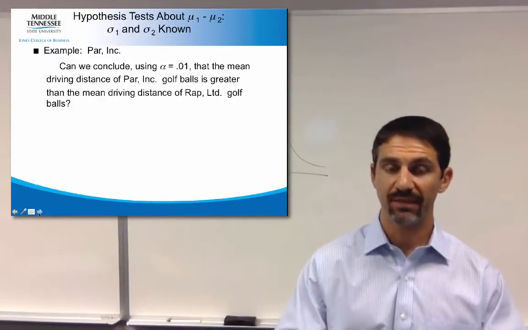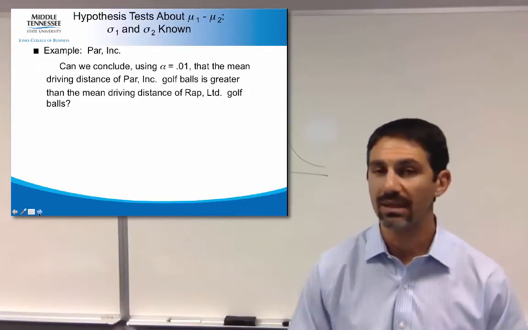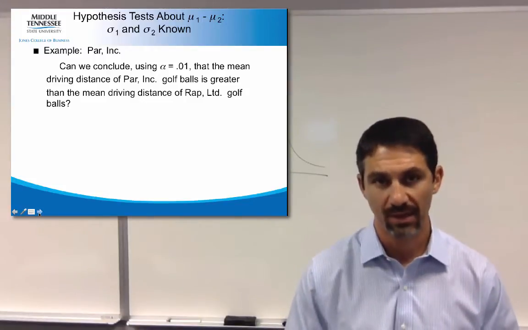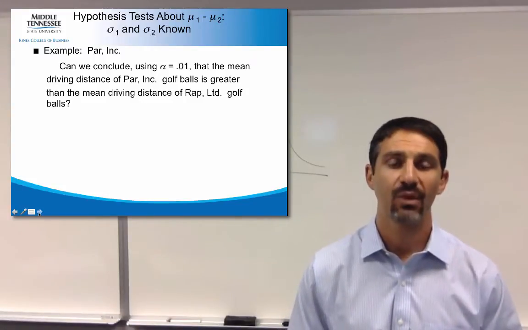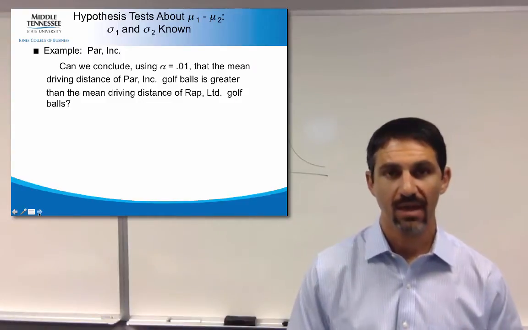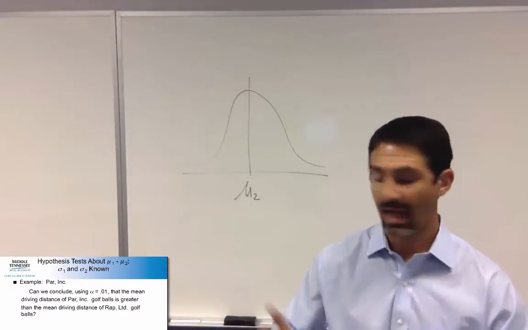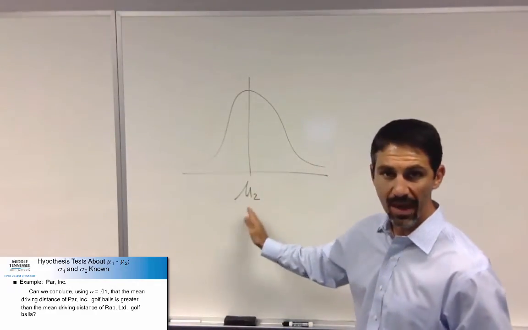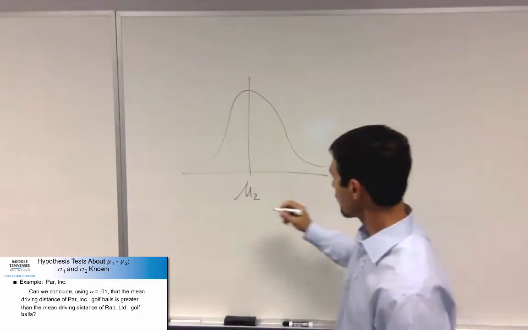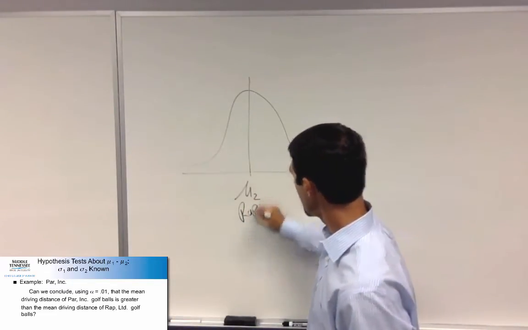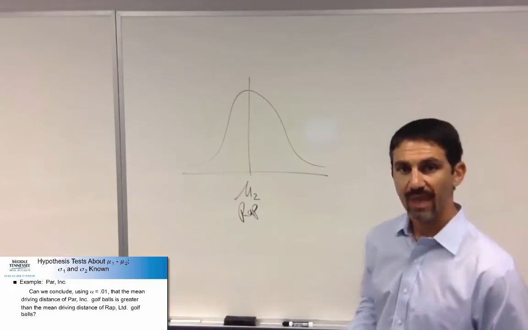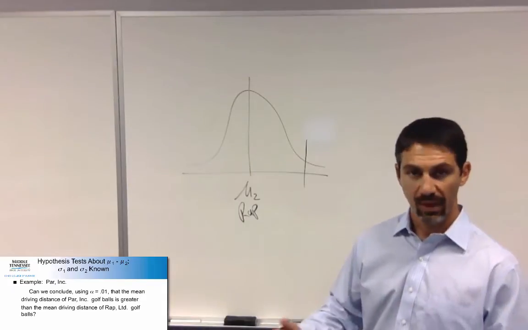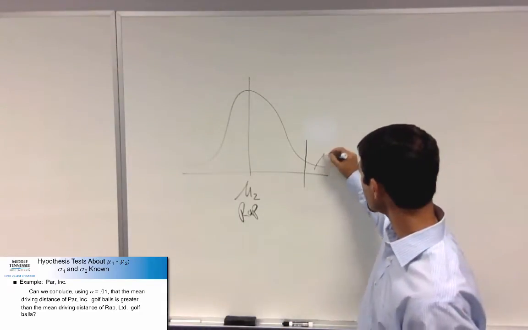So let's do it a little bit different this time. Let's use a significance level of 0.01 and see if the mean driving distance of Par Inc golf balls is greater than the mean for Wrap Limited. Okay, so let's look at that and let's think about that as we go up on the board here. And we can say that mu2, the second population, the second sample, is Wrap Limited. If we put that right here at the middle, is Par Inc significantly greater than Wrap Limited? And so that's what we want to look at.